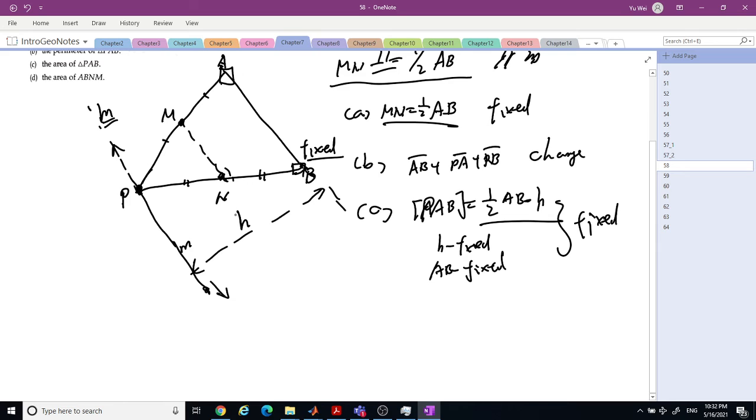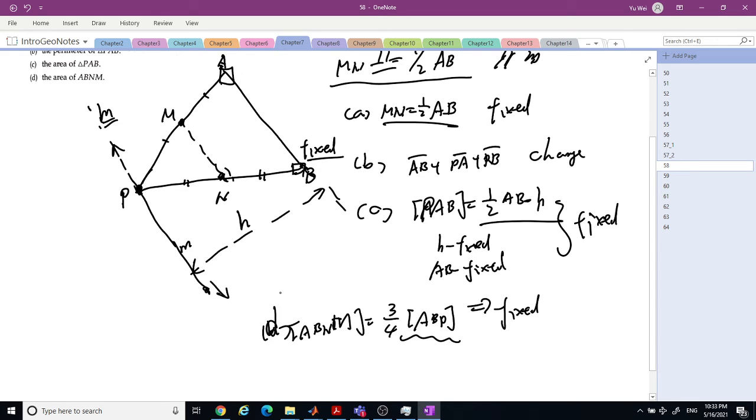Last one is the area of the ABNM, right? The ABNM, like what we did before, is 3/4 of the triangle ABP. So the area of ABP is fixed, so this one is also fixed.